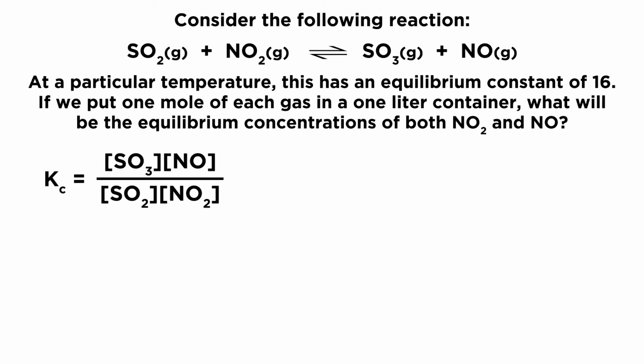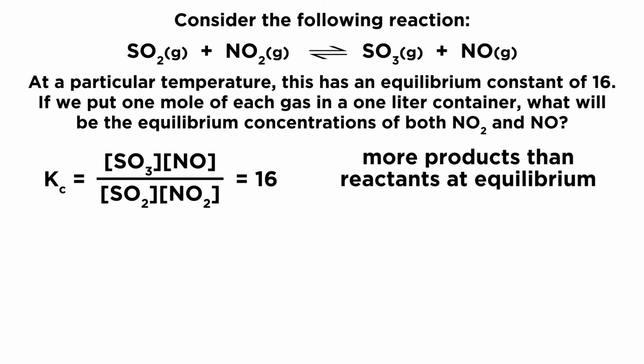So first, let's write the equilibrium expression. So we know that Kc is going to be equal to the concentration of SO3 times the concentration of NO, because those are gaseous products, over the concentration of SO2 times the concentration of NO2, because those are the gaseous reactants. And we also know that that equilibrium constant is equal to 16. Now, the fact that that is 16, meaning it is greater than 1, tells us something about where the equilibrium lies. It lies towards products, right? So if it's greater than 1, we're going to have more products than reactants at equilibrium.